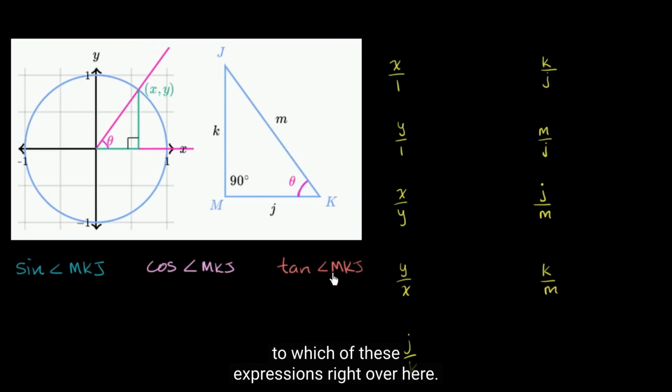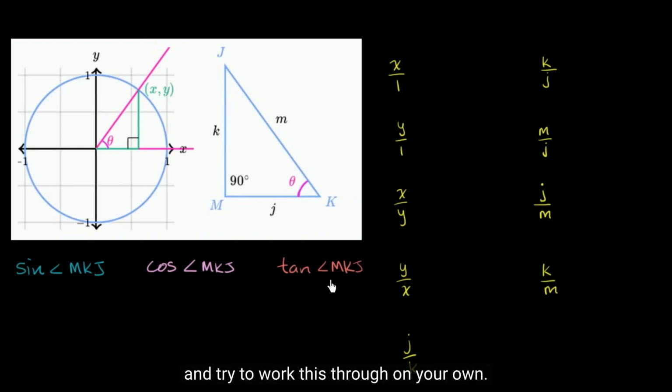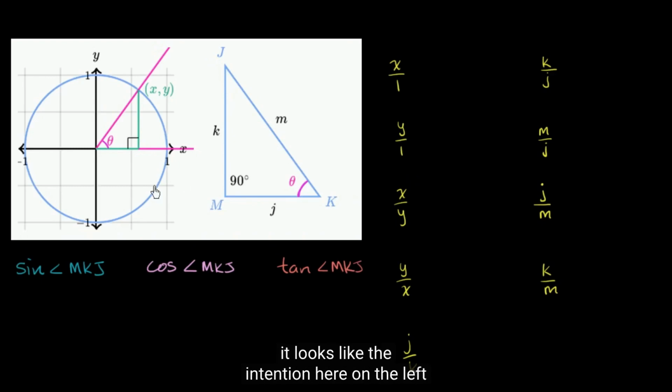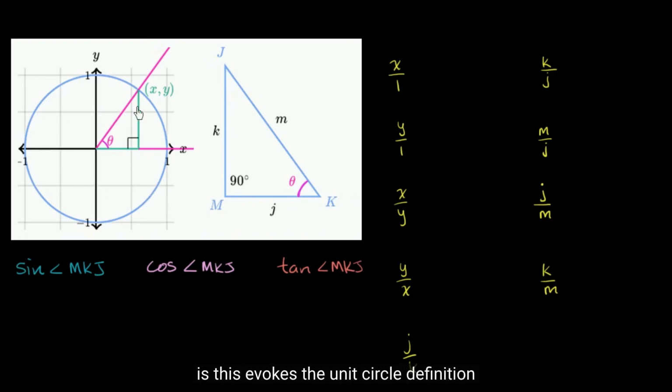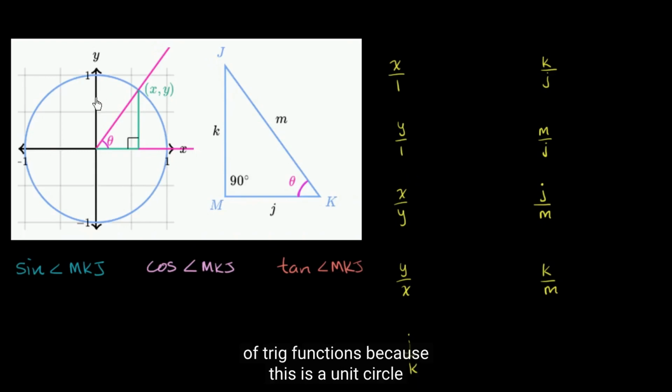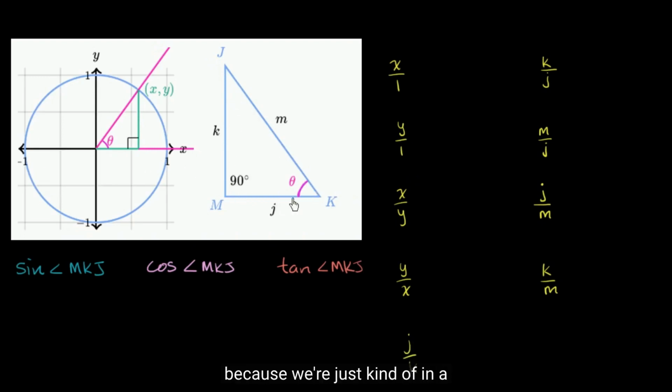I encourage you to pause the video and try to work this through on your own. So assuming you've had a go at it, let's try to work this out. When you look at this diagram, it looks like the intention here on the left is to evoke the unit circle definition of trig functions, because this is a unit circle. And this evokes the SOHCAHTOA definition, because we're just in a plain vanilla right triangle.